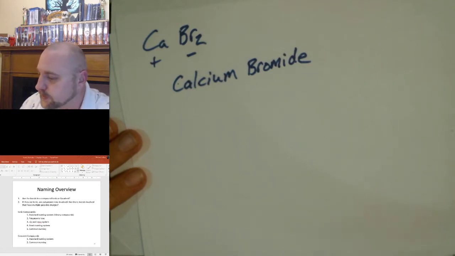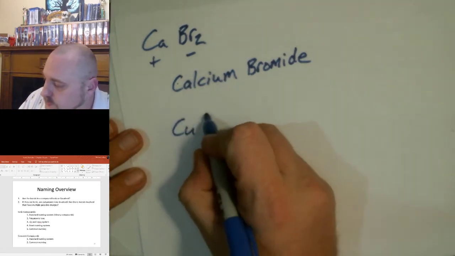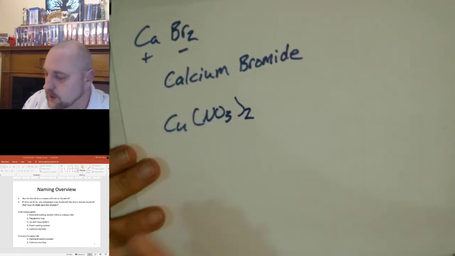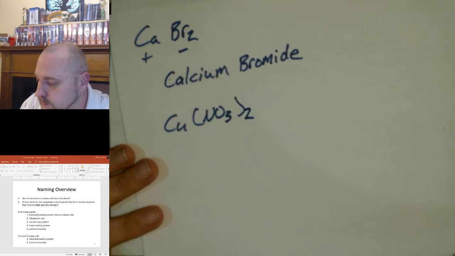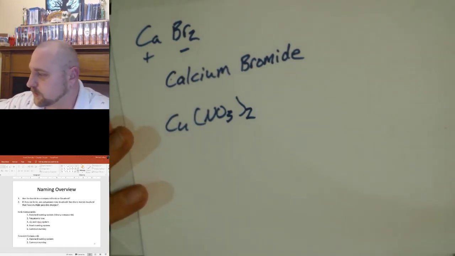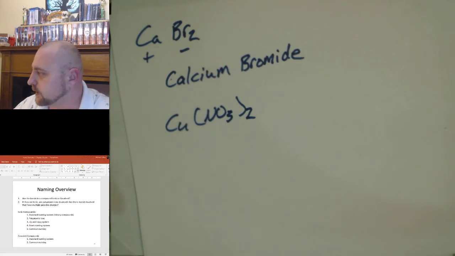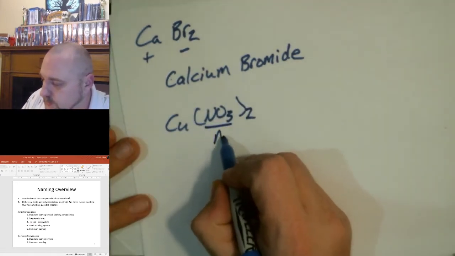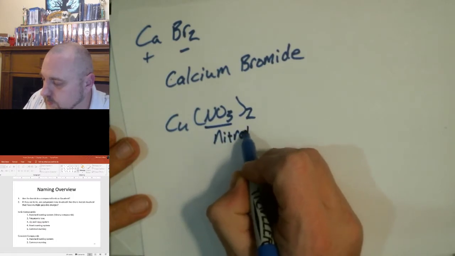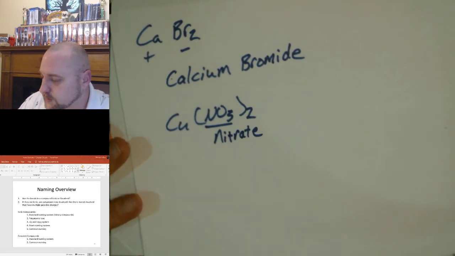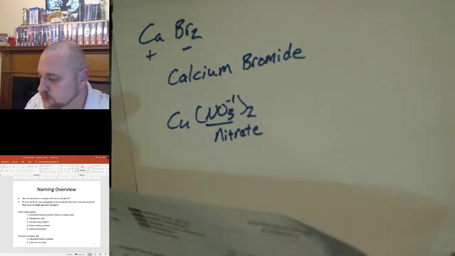Alright, so the next one on my list was Cu(NO3)2. And so this one, we've got a little bit more going on. Let's start off with the parentheses. Parentheses tell me I've got a polyatomic ion. So we need to know the name of this polyatomic ion. That one happens to be on our list to memorize, and that's nitrate. So nitrate is my negative. It's got a -1 charge.